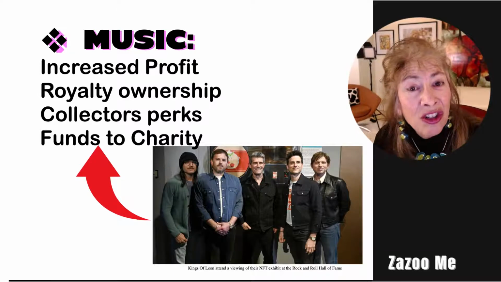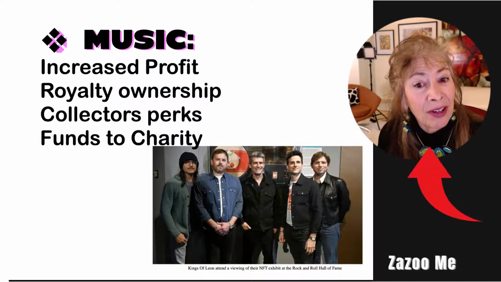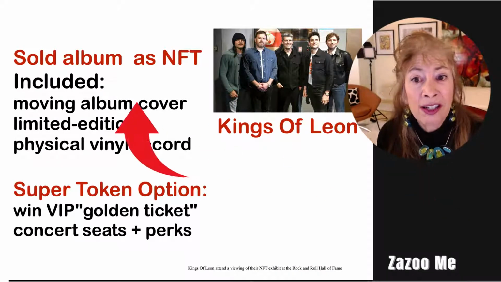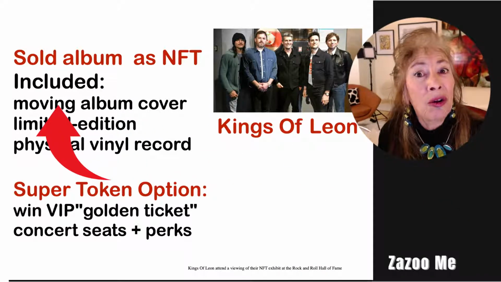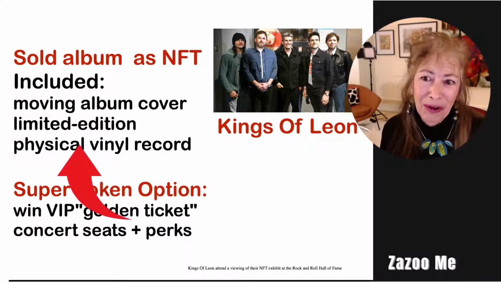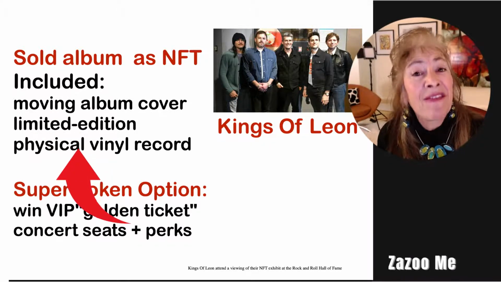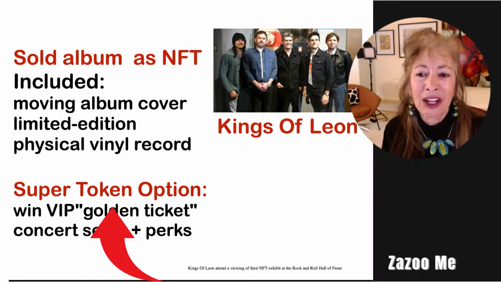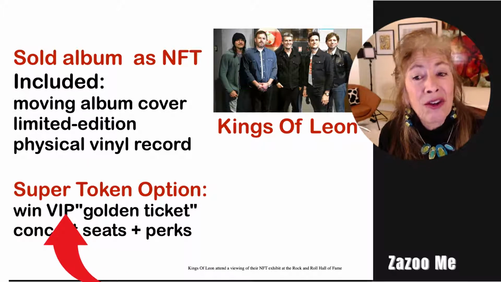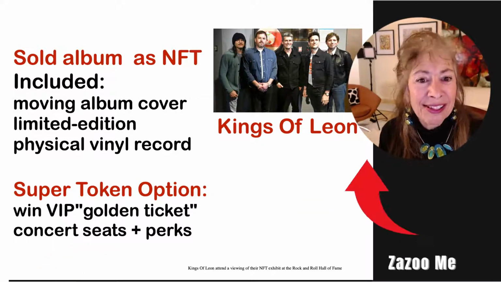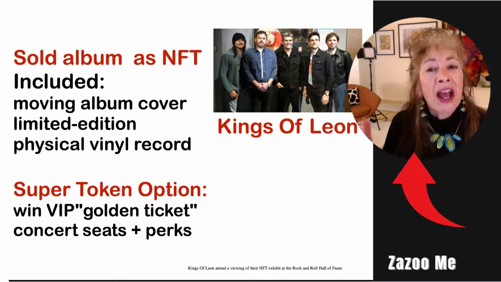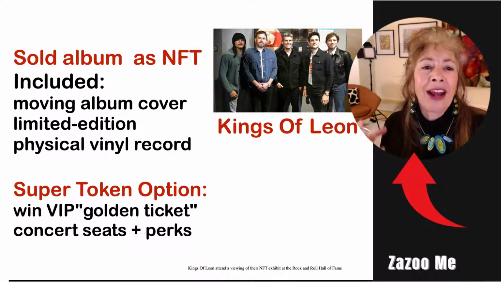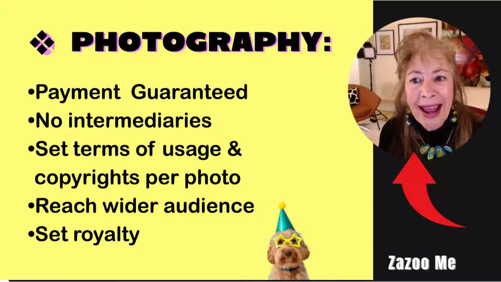You can give funds to charity, and that's exactly what Kings of Leon did with their most recent album, which they sold as an NFT and included a moving album cover, which is so cool, a limited edition physical vinyl record, and then they offered a super token option, which was a VIP golden ticket to win concert seats and other perks to their concerts. So you can see there's so much that you can do to add utility to an NFT.